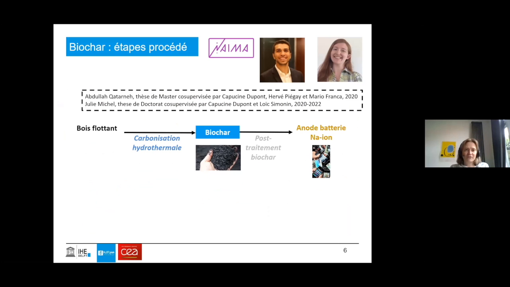Now, more specifically, we look at batteries. Starting from floating wood, in-stream wood, we do hydrothermal carbonization, HTC, we obtain biochar, we do post-treatment of the biochar, and we use it in sodium-ion batteries. This study, which is still in progress within the NAIMA European project, is carried out with the support of H2O Lyon and in collaboration with the CEA for NAIMA.